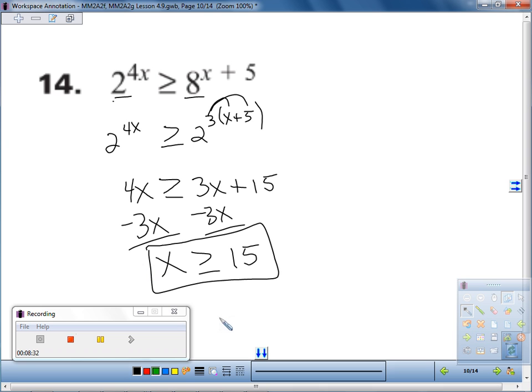Okay, so with this, we have solved for our inequalities with exponents. Now, just remember the key part here is you have to have the same base to undergo the operations that we've done.